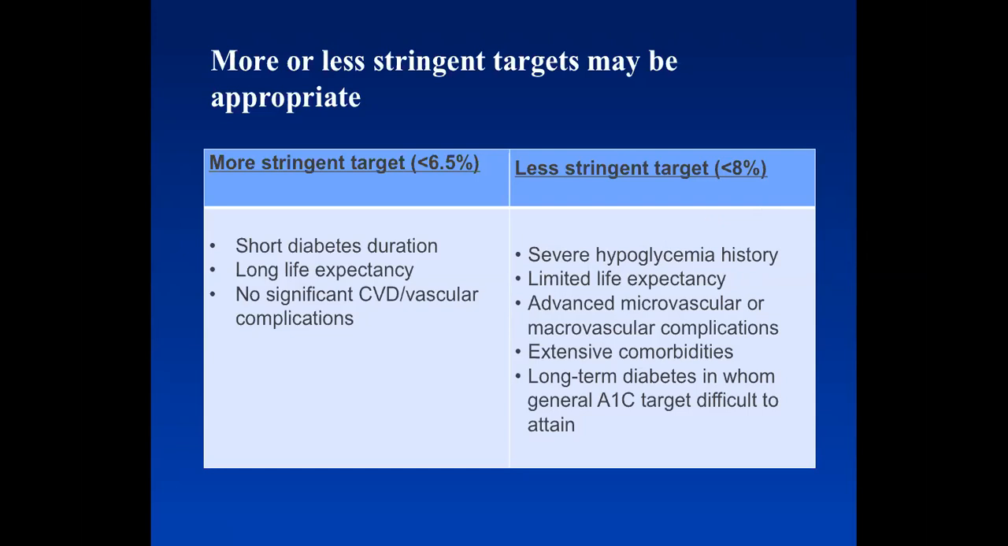For example, patients who developed frequent or severe hypoglycemia in the past, or if the patient is quite old and has limited life expectancy, or has already developed advanced microvascular or macrovascular complications and other comorbidities, and of course if the patient has had long-term diabetes, and in some patients it's very difficult to achieve a good A1C target, so you may not try to reduce the HbA1c level drastically in those patients.